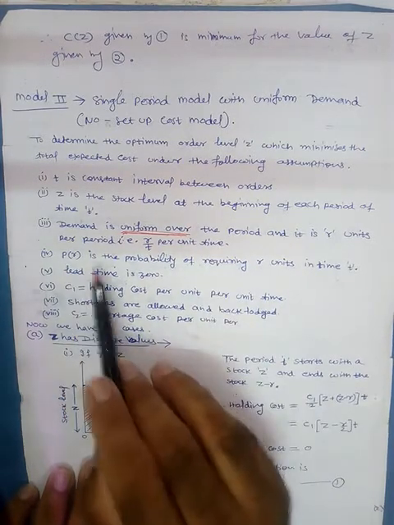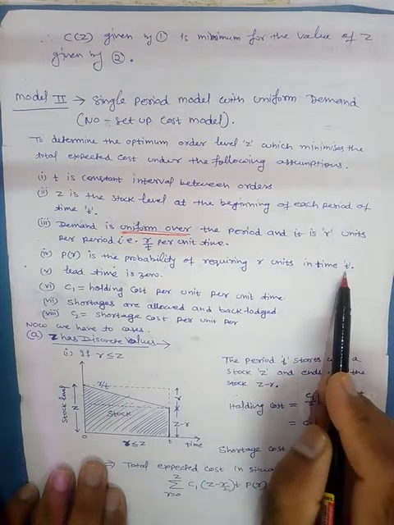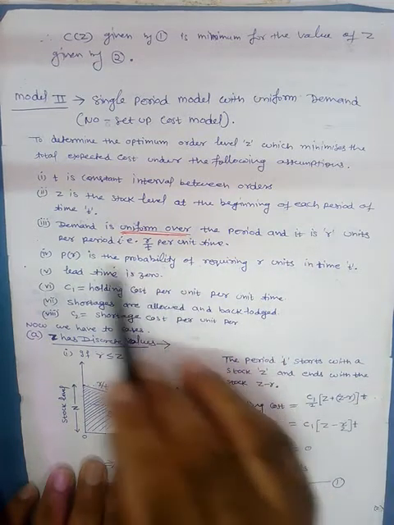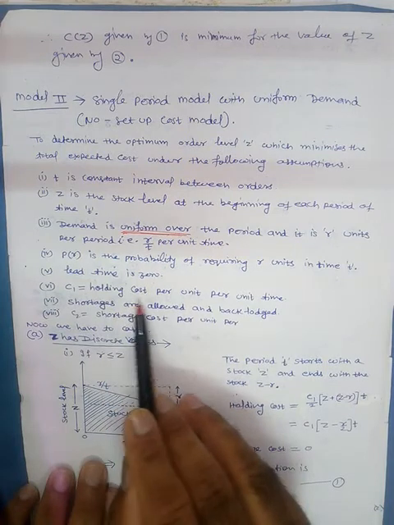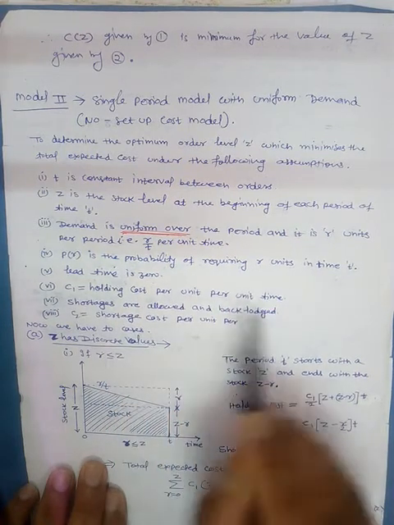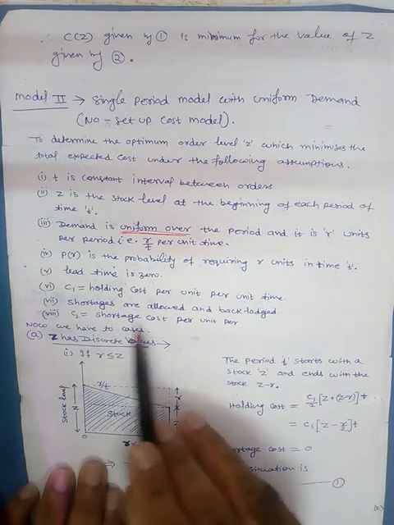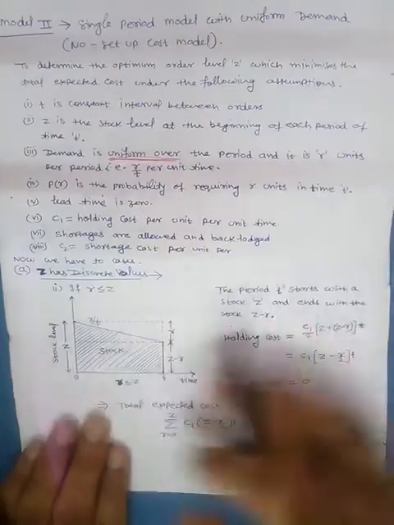P(R) is the probability of requiring R units in time T. This is the probability that R units are required. Lead time is zero. C1 is the holding cost per unit time. Shortages are allowed and backlogged, and C2 is the shortage cost per unit time. So these are the assumptions, and this is the model.